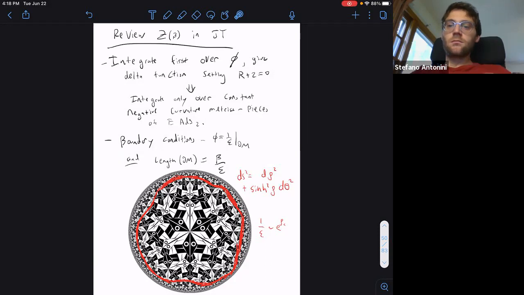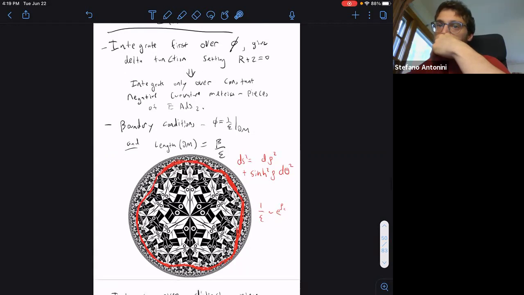Okay, so first, our strategy is going to be to integrate first over phi, the dilaton. The upside of doing that is that the phi integral is like a delta function integral, setting R plus 2 equals 0 identically. That means we're only integrating over metrics which have this constant negative curvature, and those are just pieces of hyperbolic space. So when we consider this problem of the partition function, where we have this asymptotic boundary and we'd like to fill in the middle, it has to be filled out with just a piece of the hyperbolic disk.